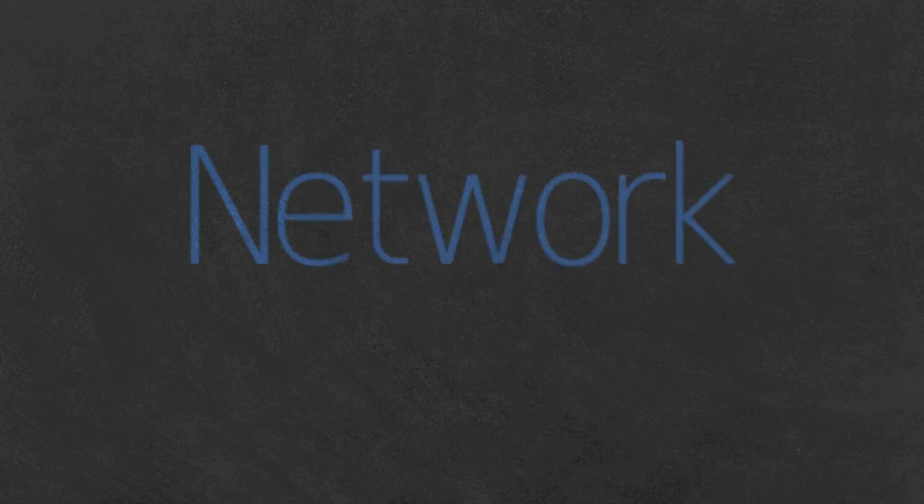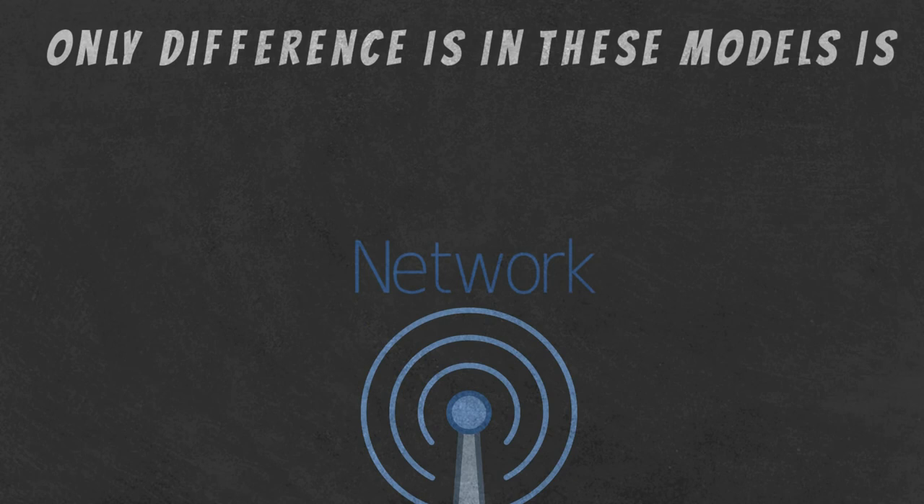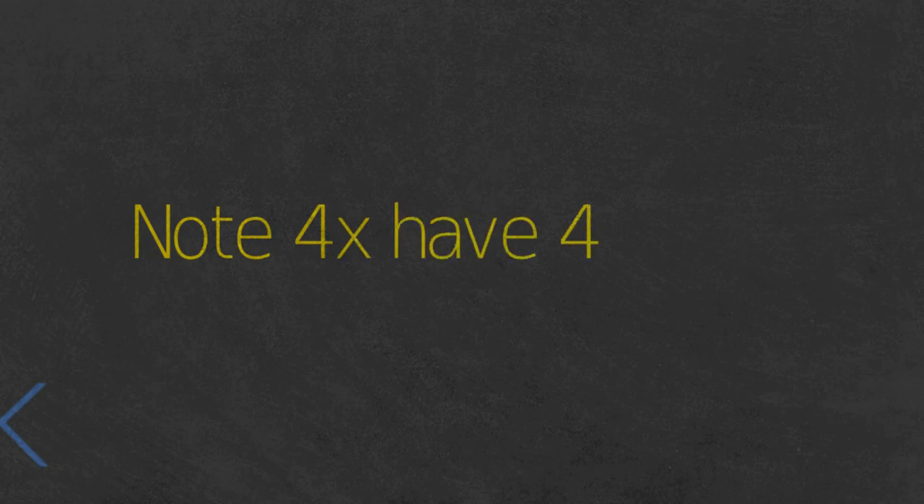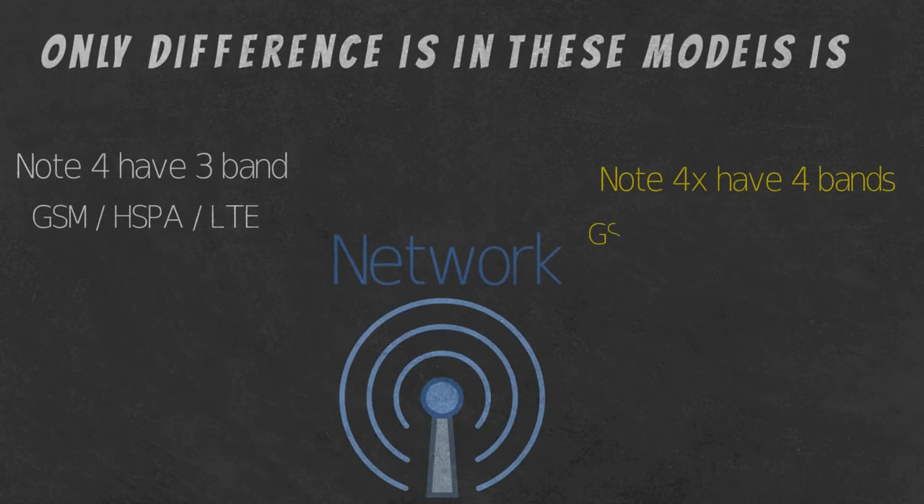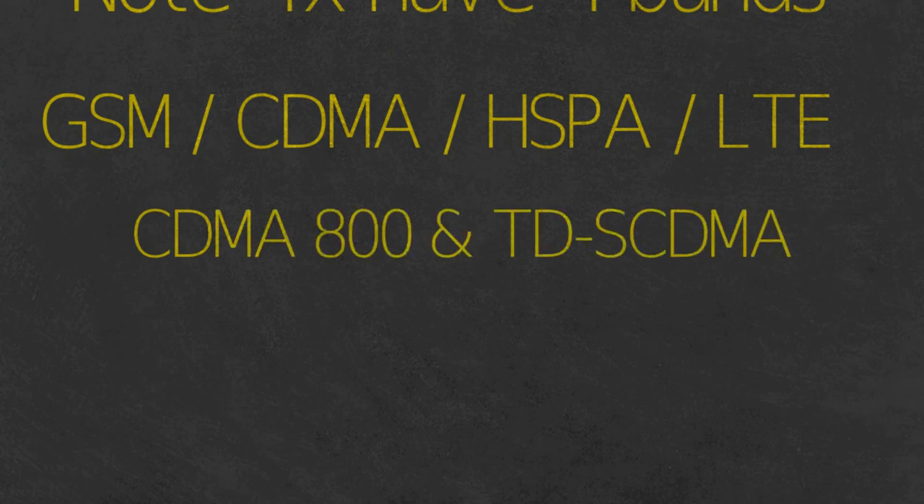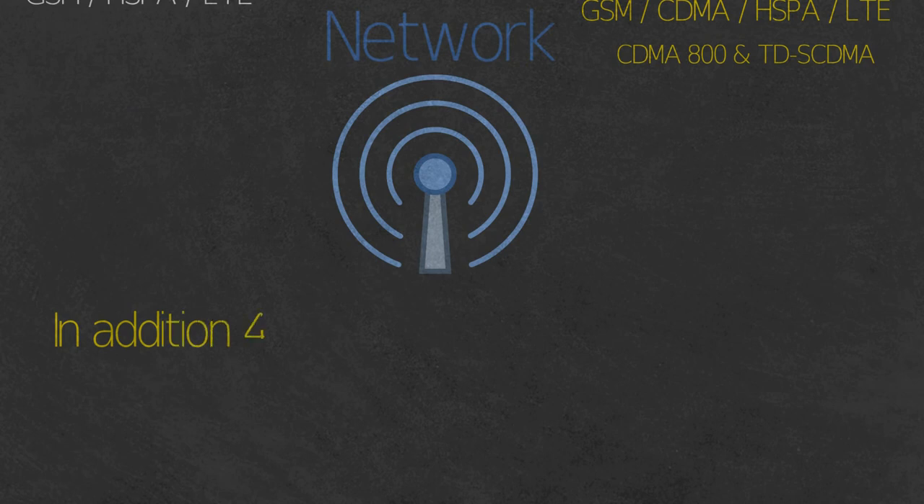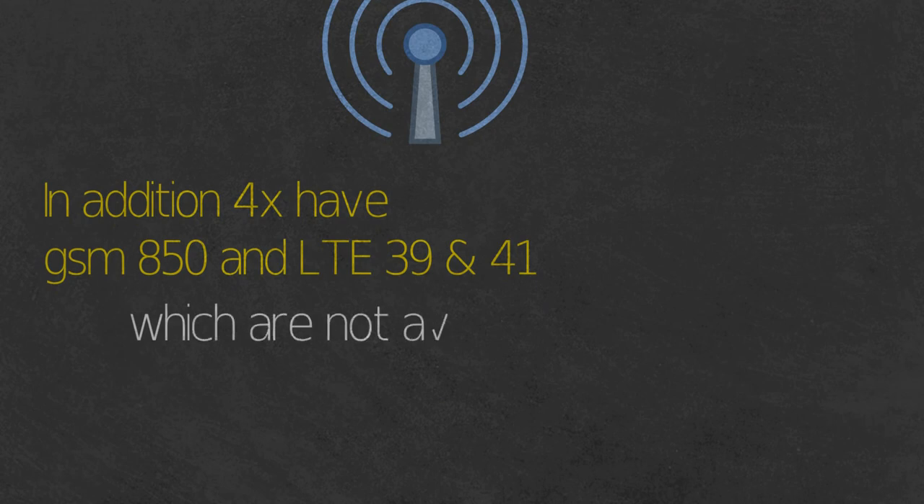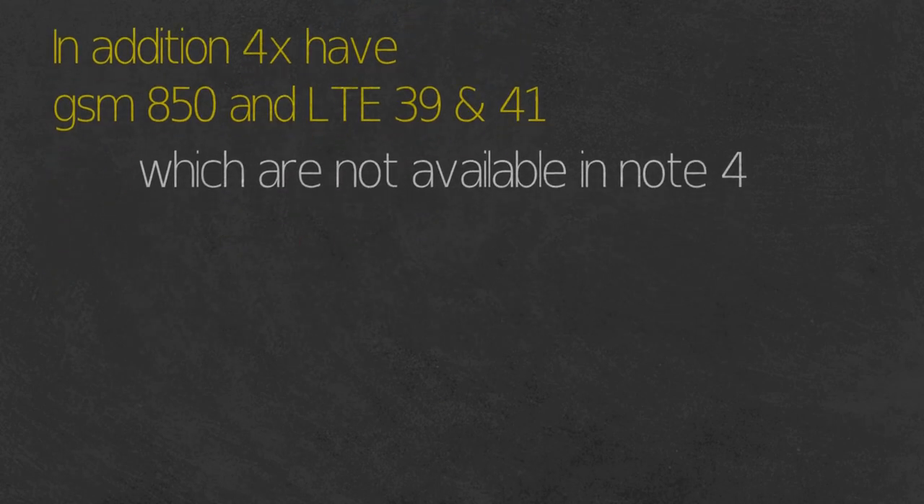In these two models of phone, you can see only one difference, which is in the network. Xiaomi Redmi Note 4 has a 3 band network, which is primarily GSM, HSPA and LTE. In case of Note 4X, there are 4 bands, which are GSM, CDMA, HSPA and LTE. The CDMA band comes with 800 MHz and TD-CDMA. In addition, 4X has GSM 850 and LTE band 39 and band 41, which are not available in Note 4 quite now.